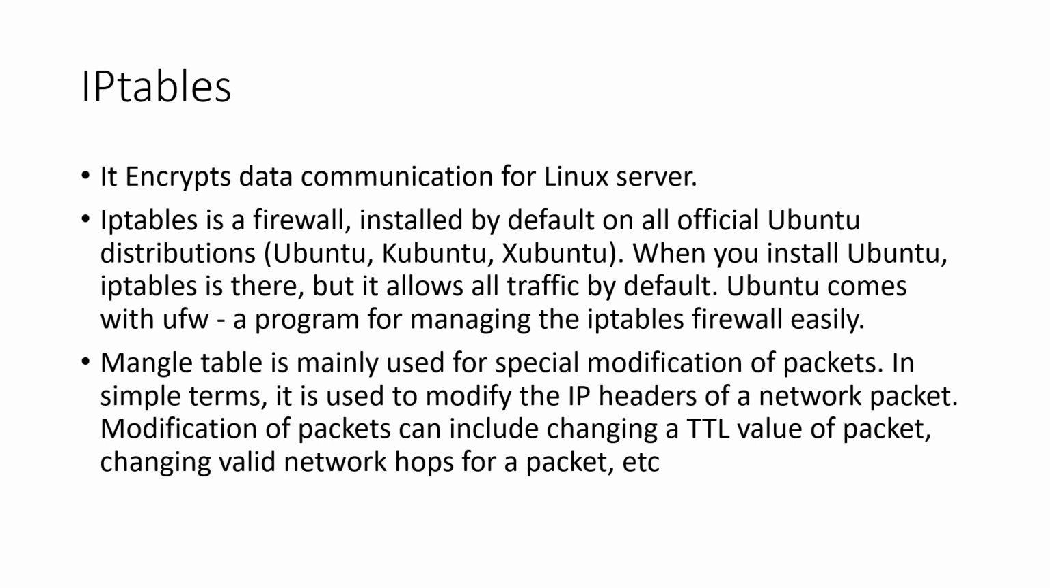Ubuntu comes with UFW, a program for managing the iptables firewall easily. Iptables is mainly used for special modification of packets. In simple terms, it is used to modify the IP headers of a network packet. Modification of a packet can include changing the TTL value of a packet, changing valid network hops for a packet, and so on.